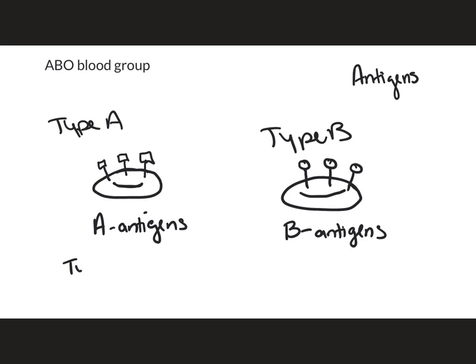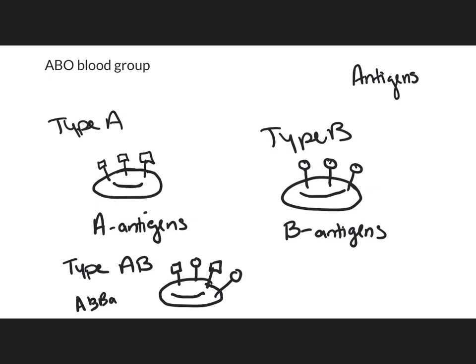So if we continue going on with this theme, hopefully you will get the idea that a type AB person, a person who has blood type AB, would have both A and B antigens on the surface of their red blood cell. Okay, so they have A and B antigens. So this is how the naming came about, based on the antigens or those agglutinogens that are found on the surface of the red blood cell. So again, a type A person would have A antigens, a type B person would have B antigens, and a type AB person has both A and B antigens.